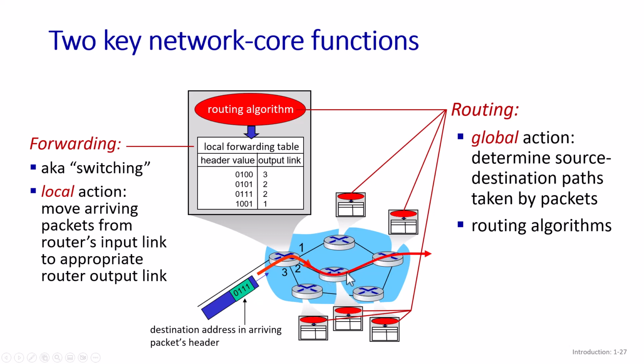Each of these routers also has a routing mechanism, a routing algorithm. Normally, in most cases, the routing algorithm also has what we call the routing table. Based on the routing table and the routing algorithm, this router knows that it's going to forward this packet to this router, and then the packet will be moving toward the Amazon web server. Routing is actually a global action in which the router determines the source and destination paths taken by packets, and this is called routing.